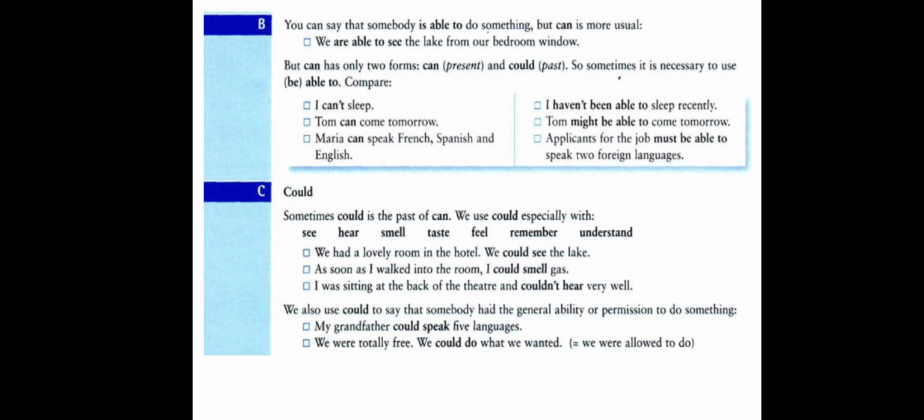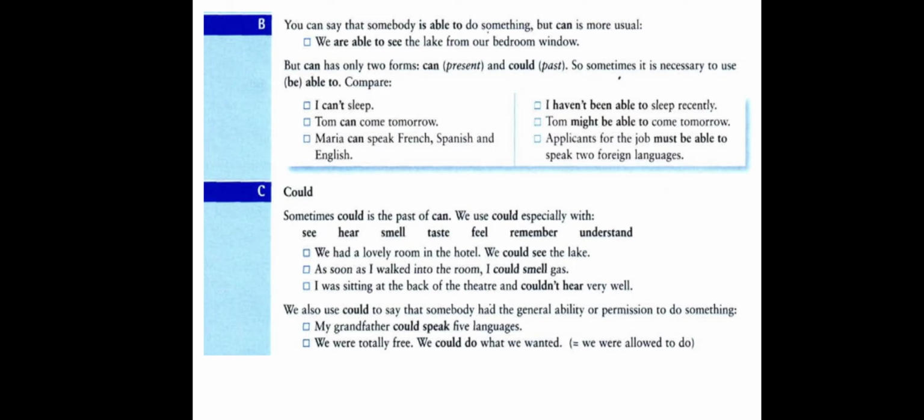And if we opt for any other forms of verbs, for example, present perfect or possibility using may or might, then we need to use be able to in the place of can. So can be used in two forms, in the present and in the past here. For example, example number 1, I can't sleep. It is present. Can't plus the base form. Example number 2, Tom can come tomorrow. Can is followed by the base form come, and here it is for possibility in the future. I can't sleep is ability now, and Tom can come tomorrow, possibility for the future.